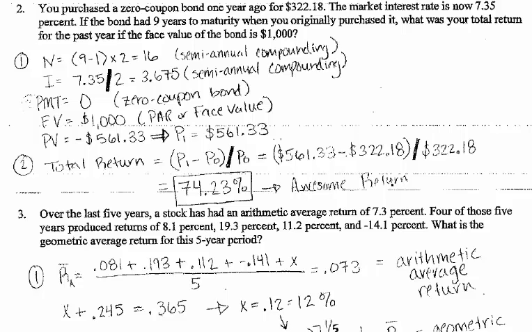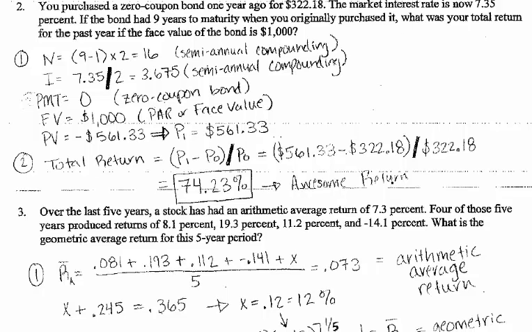How do I get total return though? Well, total return is nothing more than a percentage change. And if you remember from the last study guide, I talked about percentage change, and that is nothing more than new minus old over old. So in this case, we're going to do it with prices. So we take the new price of 561.33 minus the old price of 322.18 divided by 322.18, and you get a really big return of 74.23%. Okay, so it's pretty simple. That's how you would calculate total return. And it would work the exact same way with stocks too.